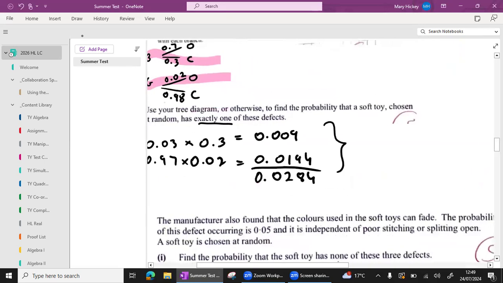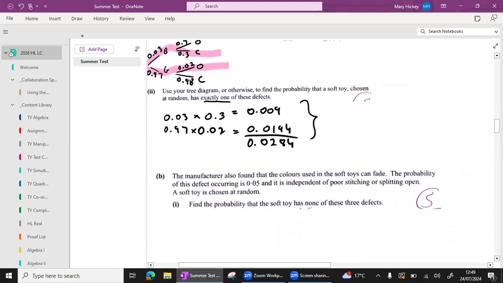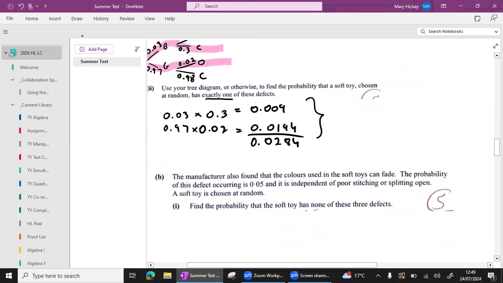Okay. The manufacturer also found that the colors used in soft toys can fade. The probability of this defect occurring is 0.05 and is independent of poor stitching. So the fact that the toy can fade has absolutely nothing to do with the poor stitching or splitting open, which makes sense. I mean, the color would have nothing to do with those aspects of the toy. So a toy is chosen at random. Find the probability that the soft toy has none of these three defects.